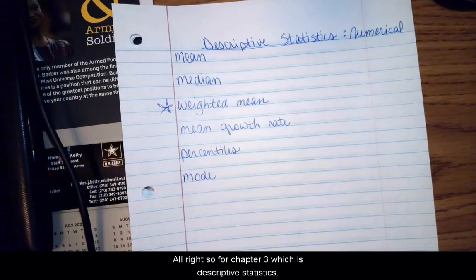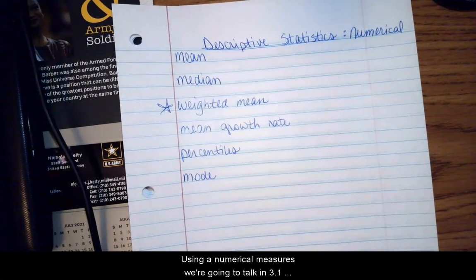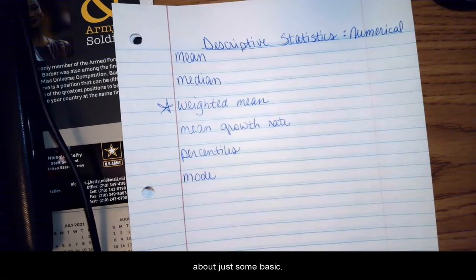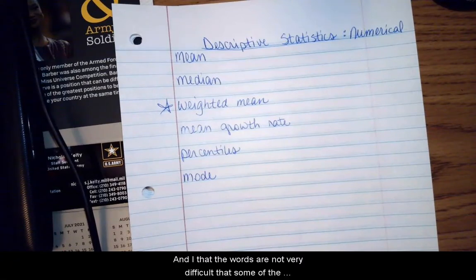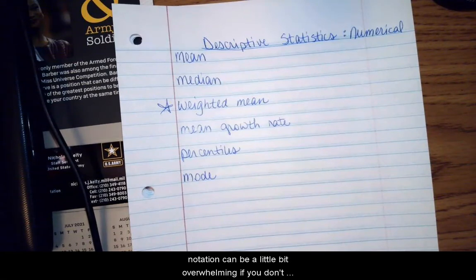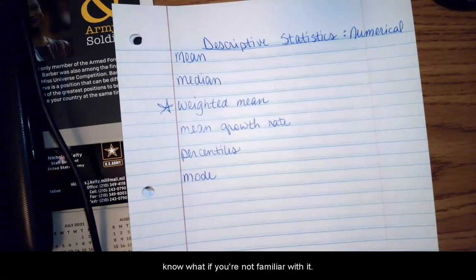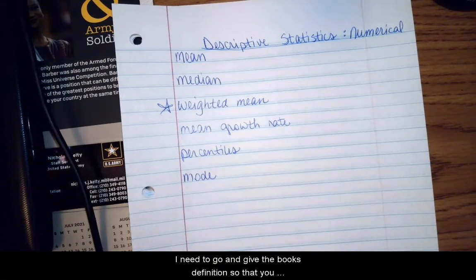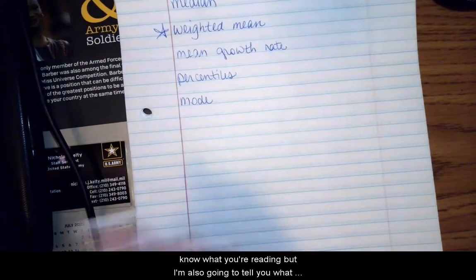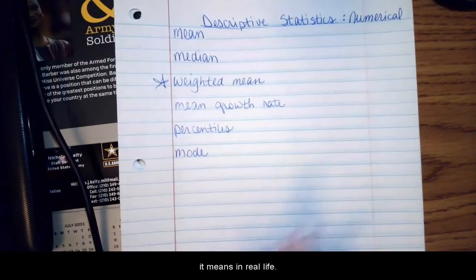All right, so for chapter 3, which is descriptive statistics, using numerical measures, we're going to talk in 3.1 about just some basics. And the words are not very difficult, but some of the notation can be a little bit overwhelming if you're not familiar with it. So I'm going to give the book's definition so that you know what you're reading, but I'm also going to tell you what it means in real life.